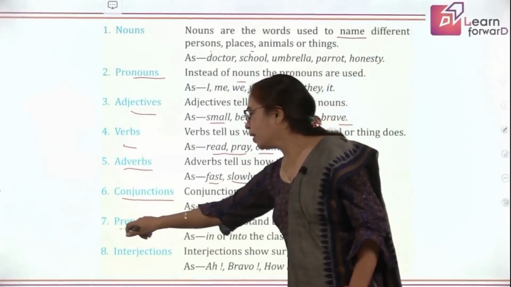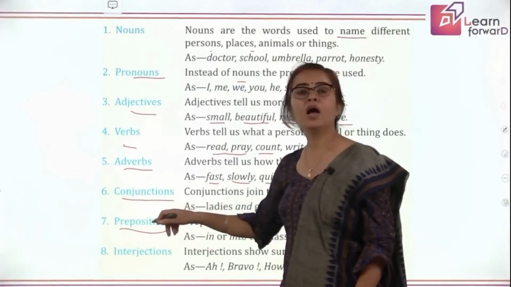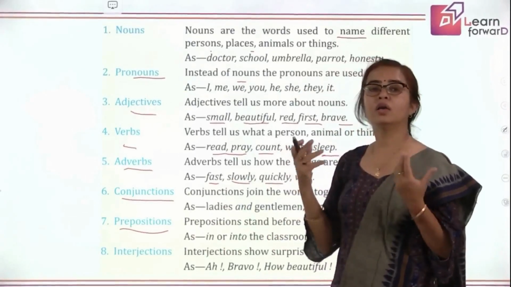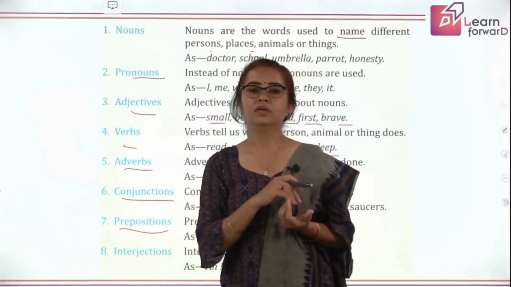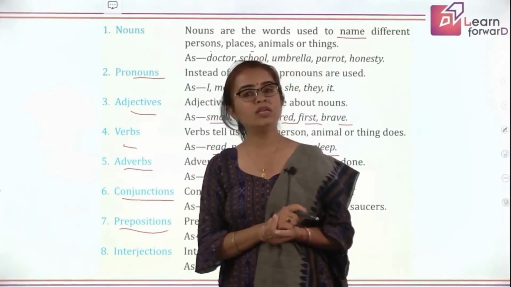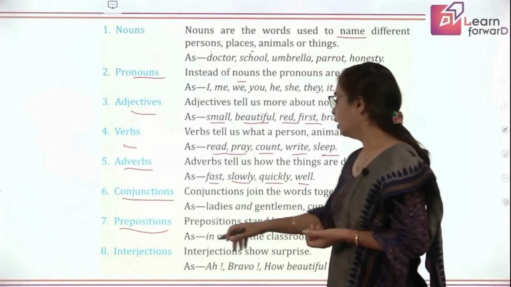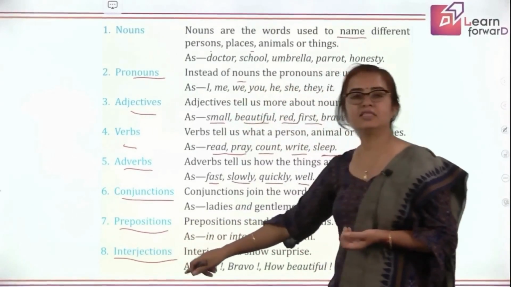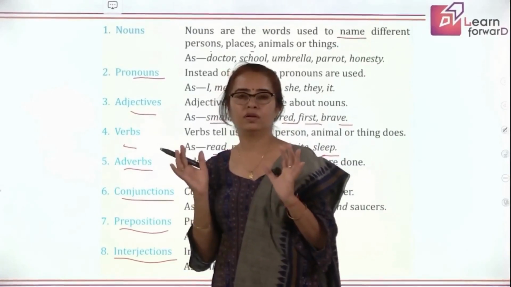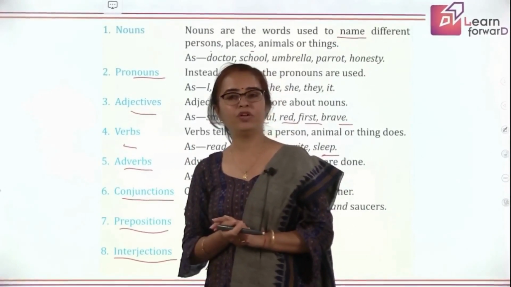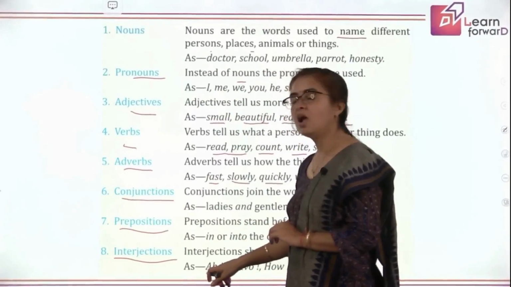Next is prepositions. Prepositions show the relation. They show the position, like in, on, above, under, over, into, between, among. What are all these? These are prepositions. They make a relation. Then the last but not the least is interjections, and they are like the exclamations. Oh, wow, how beautiful. So these are interjections. If you get hurt, you say, ah.